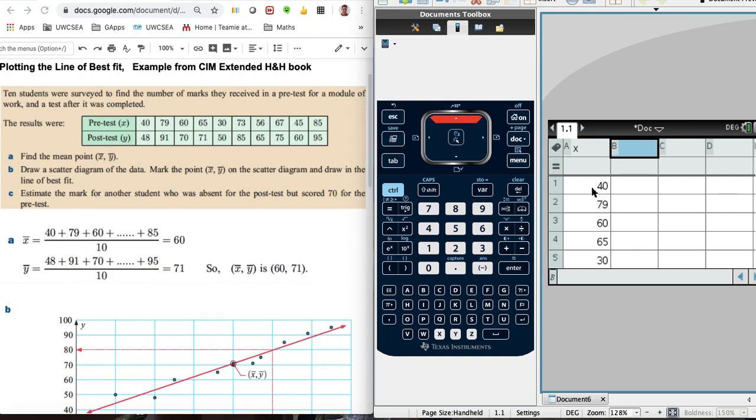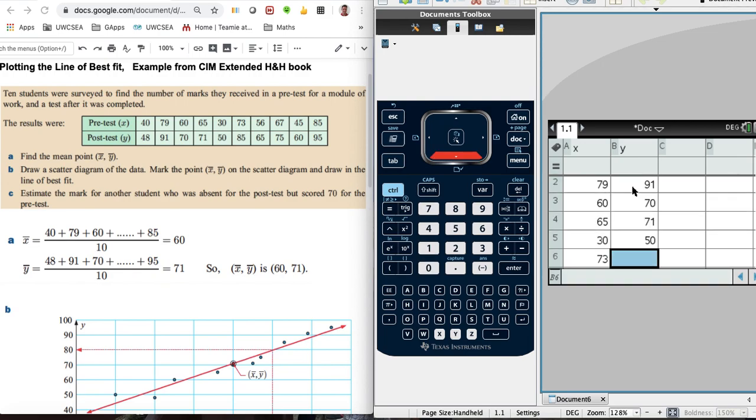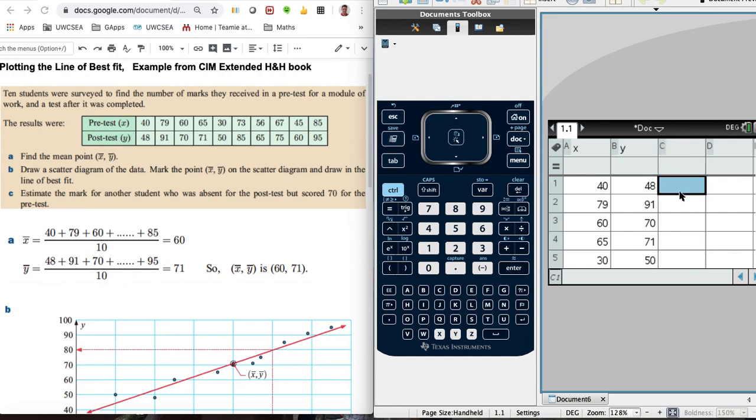And then we need the Y in here. Make sure you just type in the top line. This one's going to be used for formulas, which we don't require at the moment. So 48, 91, 70, 71, 50, 85, 65, 75, 60, and 95. And there's the data in there.